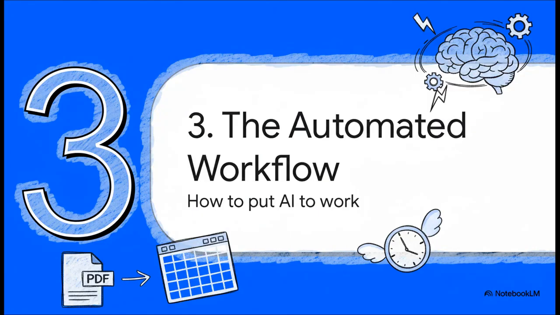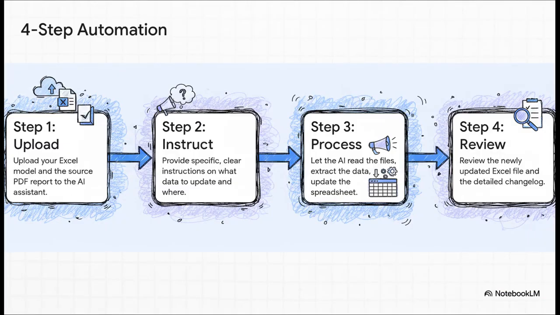So, how does this actually work in the real world? Let's get into the automated workflow. This is where you really get to see just how simple it is to put this AI assistant to work for you. It really just boils down to these 4 incredibly straightforward steps. You upload your files, you give the AI a clear, simple prompt, you let it do all the heavy lifting, and then you review the results. That is it. No more of that side-by-side screen madness.